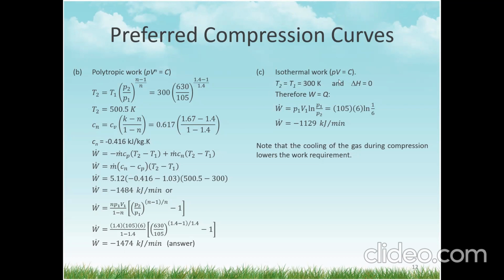For isothermal work, PV is equal to C. So T2 is equal to T1, which is 300 K, and delta H is equal to 0. So Q is equal to delta H plus W. Since delta H is 0, the work is equal to Q. So the work is equal to P1 V1 ln of P1 over P2, which is 105 times 6 times ln of 1 over 6, negative 1129 kilojoule per minute. That is your answer.